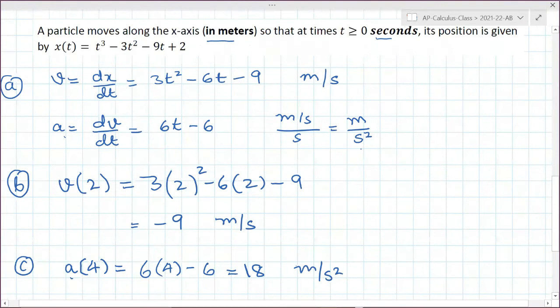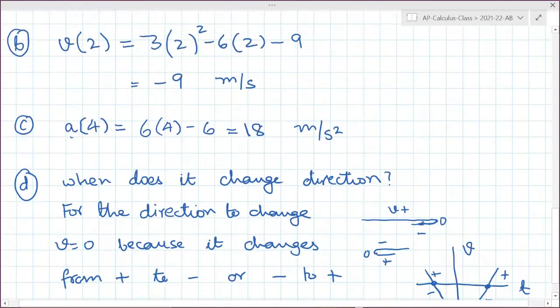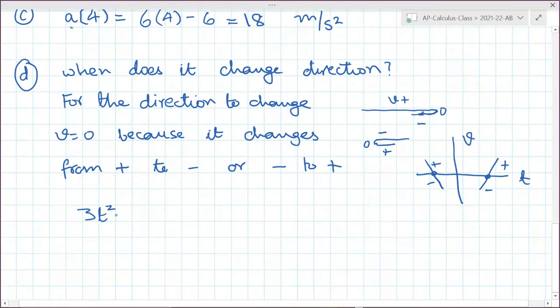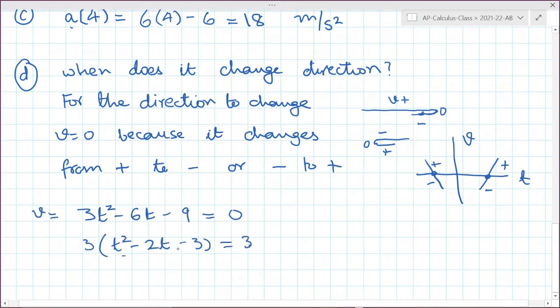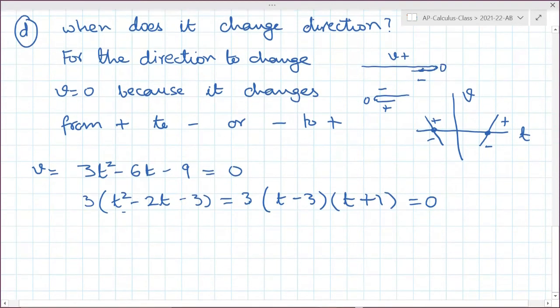Velocity is 3t squared minus 6t minus 9. 3t squared minus 6t minus 9 equals 0. So how can we solve this? Factor this: t minus 3 and t plus 1. So if this is 0, you're multiplying these three things, 3, t minus 3 and t plus 1, and that is 0. That means one of these has to be 0. 3 cannot be 0. So either this is 0 or that is 0. That means t can be 3 and negative 1.